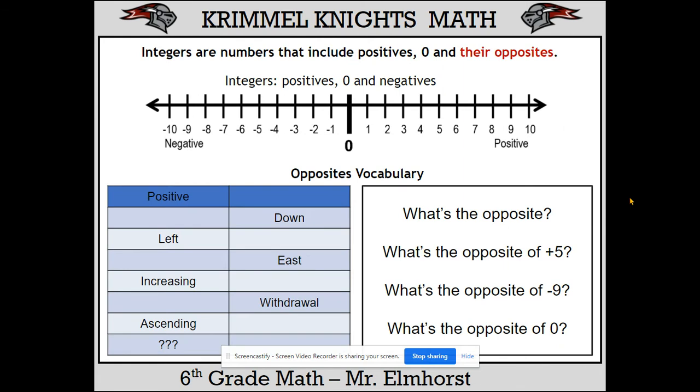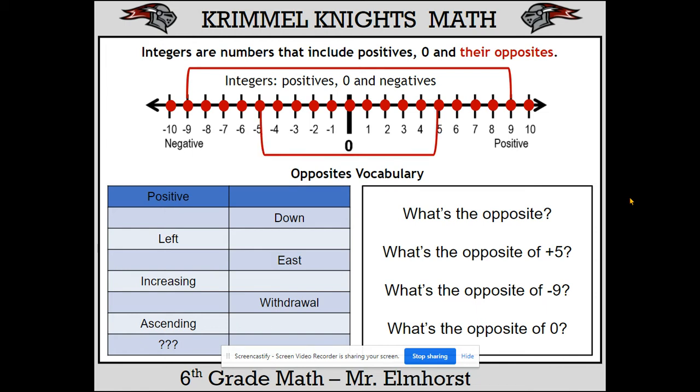So integers, we're going to take a closer look at them. Integers include positives, zero, and then their opposites. So we've got all the positives and zero, but on the number line, the opposites would be the negative values. The opposite of positive 1 would be negative 1. The opposite of positive 9 would be negative 9. And the opposite of negative 5 would be positive 5. So you're just taking a look at opposites and making the connections here.